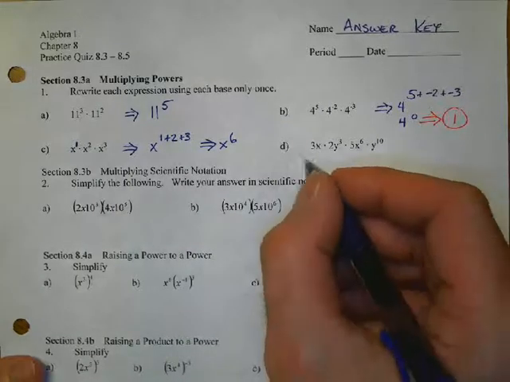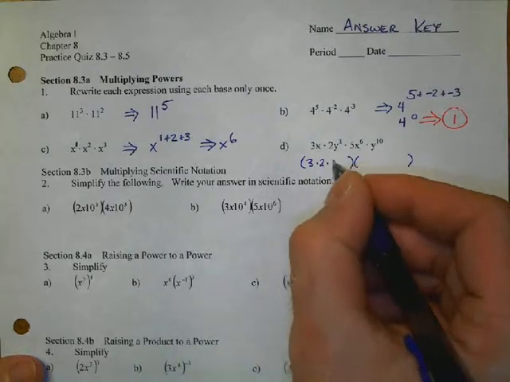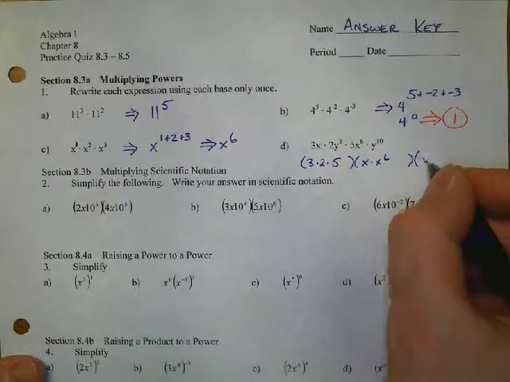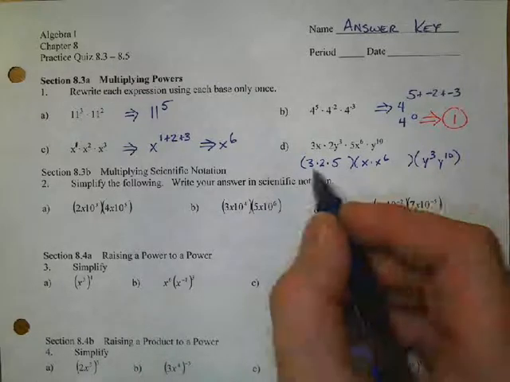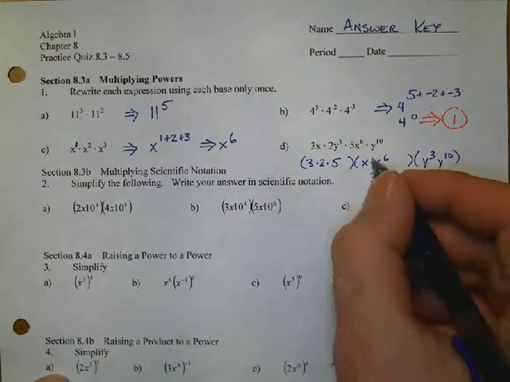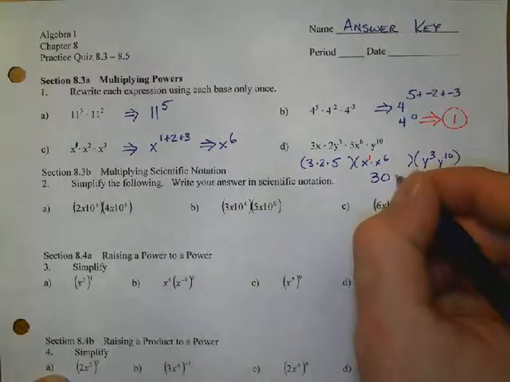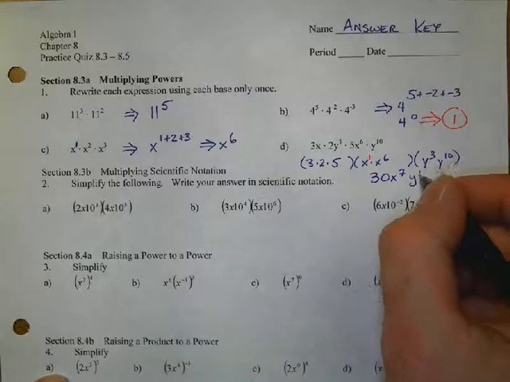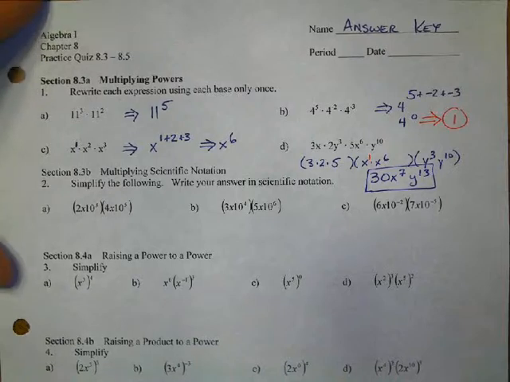Our fourth example, we're going to have to group our numbers and group our variables. So I'm going to have our three sets: 3 times 2 times 5, x times x to the 6th, and then lastly, y cubed times y to the 10th. 3 times 2 times 5 is 30. X times x to the 6th, don't forget that on that first x there's actually a 1 right there, so that's x to the 7th. And then the third part, we have y cubed and y to the 10th, that's y to the 13th.